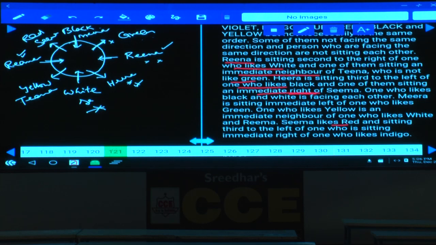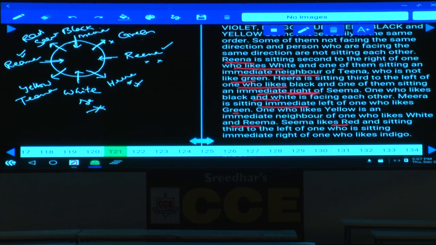And immediate right of Seema. Here Hira is seated third to the left of the one who likes black, and one of them is seated to the immediate right of Seema. One of them is seated means Meera is seated to the immediate right of Seema. One who likes black and white are facing each other, Meera is seated to the immediate left of the one who likes green color. And one who likes yellow is an immediate neighbor of the one who likes white and Reema. We have taken that information as well.